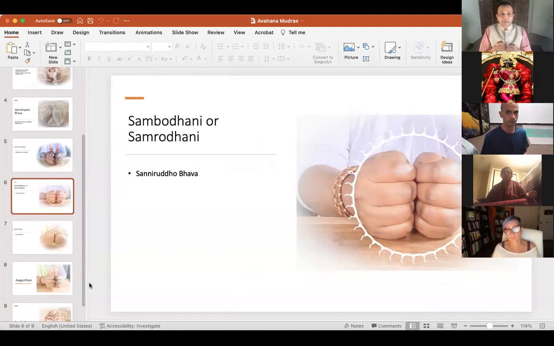Next is sannirudo bhava, right? So very important, like I said. Sannirudo bhava, so the Lord becomes very well situated. Sambodhani. So as the Lord resides in the deity, we want the Lord to become visible to us.